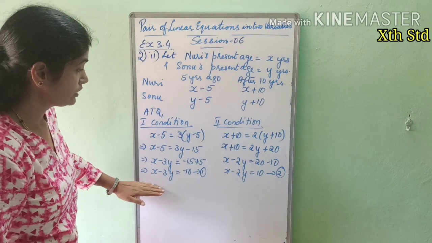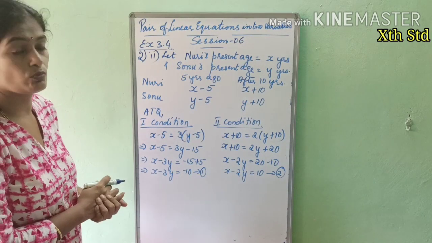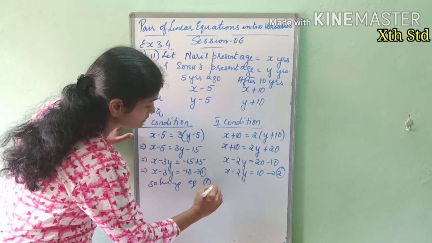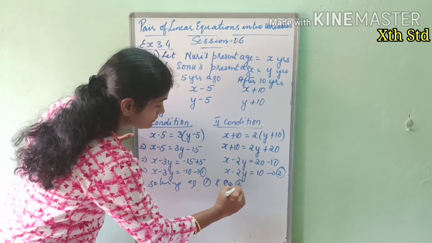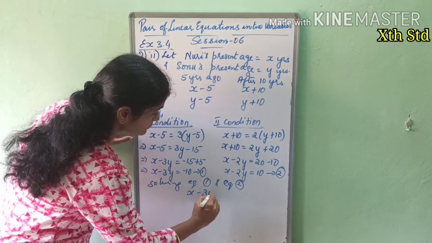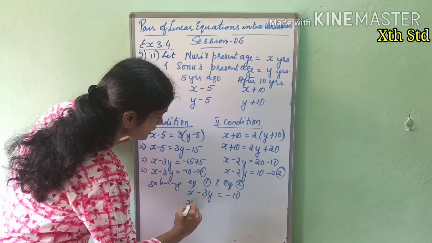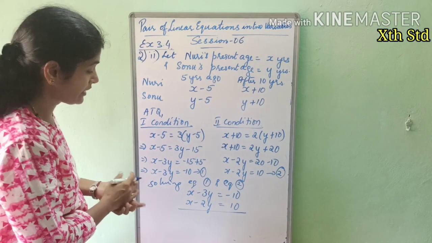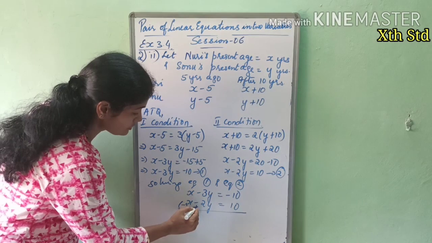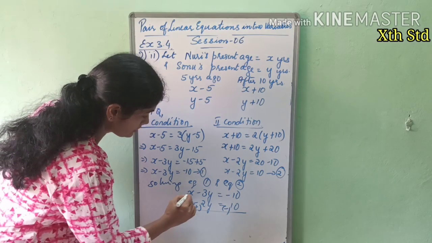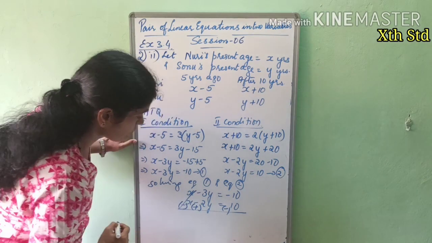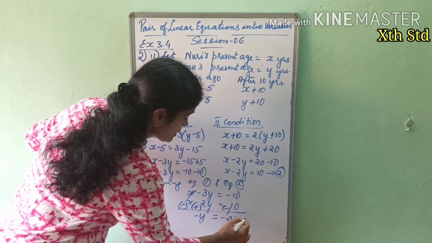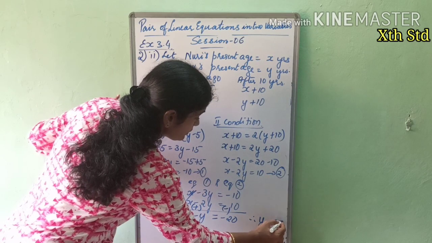Fine. Now look at these two equations. Solving equation 1 and equation 2. Write them one below the other. This is equal to minus 10 and this is x minus 2y equal to 10. If you just look, the coefficients of x are already the same, we only need to subtract. So the sign will change when you subtract. This gets cancelled. Minus y is equal to minus 20. Therefore, y equal to 20.